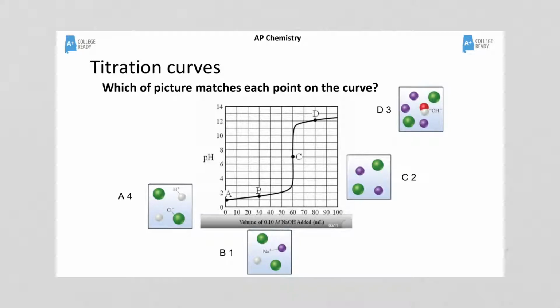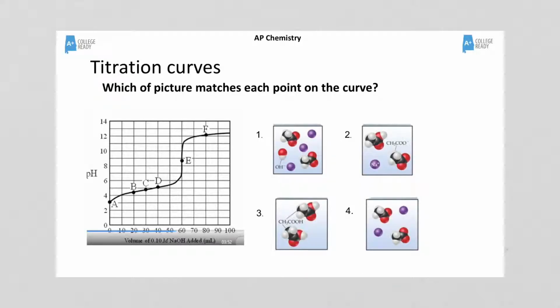And then at point D, it would have to be picture 3 because the reason the pH is so basic is because we keep adding hydroxide ion. Notice there's more sodium as well, and there's no more H plus to react with it because at point C, all the H plus that was present was completely neutralized with the OH minus that was added.